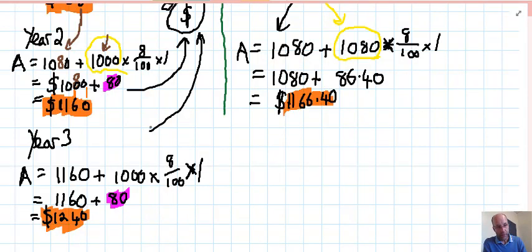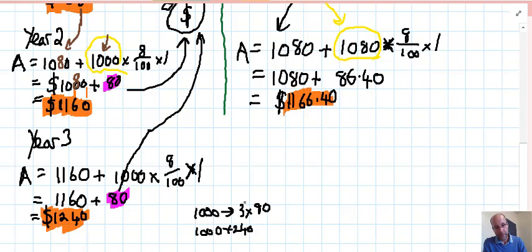Okay, so we've got $1,240. Another of those 80s is being put in there, and it'll all get paid at the end. So at the end, we've got 3 lots of 80 above what we started with. Remember, we started with $1,000, and with simple, we've had 3 lots of 80 added on, which is 1,000 plus 240, and there we go.